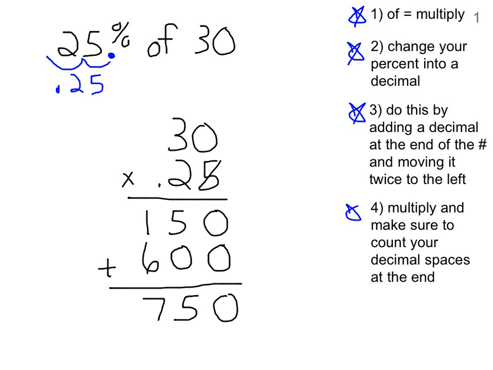Now the last thing we need to do is count our decimal spaces, so let's do that. 1, 2, and remember, on your answer or product you start from the right. 1, 2, and that leaves us with a final answer of 7.50. So 25% of 30 is 7.50.